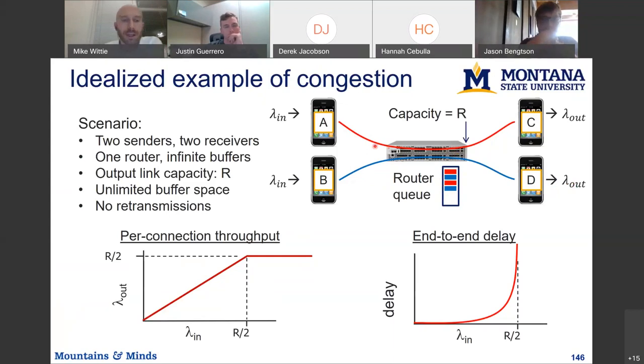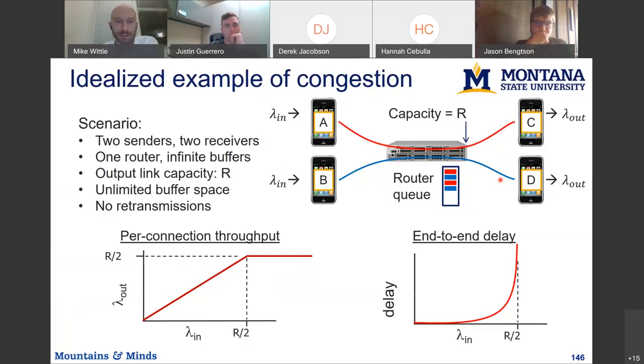Okay, so let's look at some graphs here. We have lambda in, which is the sending rate as it increases, and then lambda out, which is the receiving rate as it increases. The capacity of this router or of the outgoing links is R. So when we have two flows in this network, you can increase the sending rate from 0 to R over 2. And then what the clients can get out of it is R over 2, right? R is the capacity. There's two clients. So if both of the lambda ins are the same, each receiver should get R over 2 in terms of throughput. Clear?